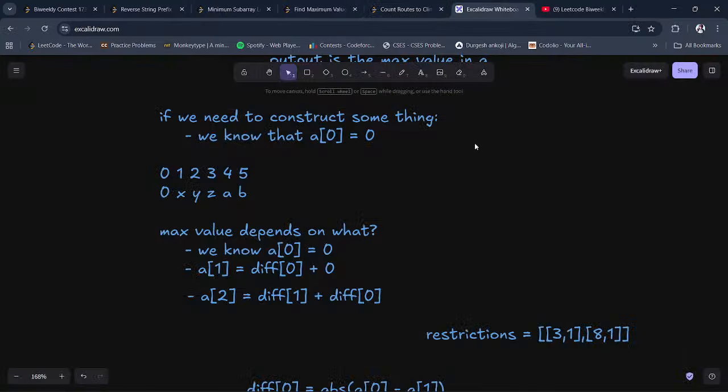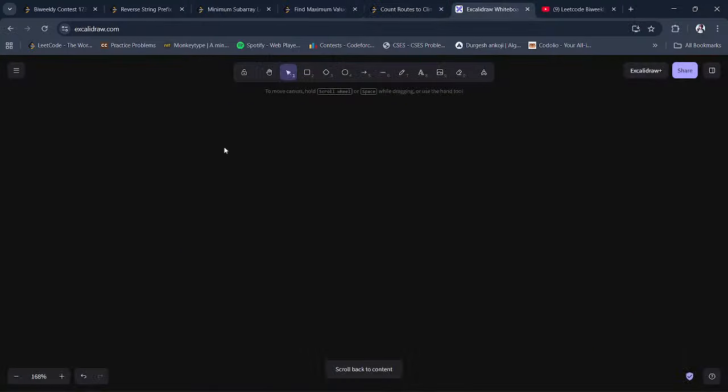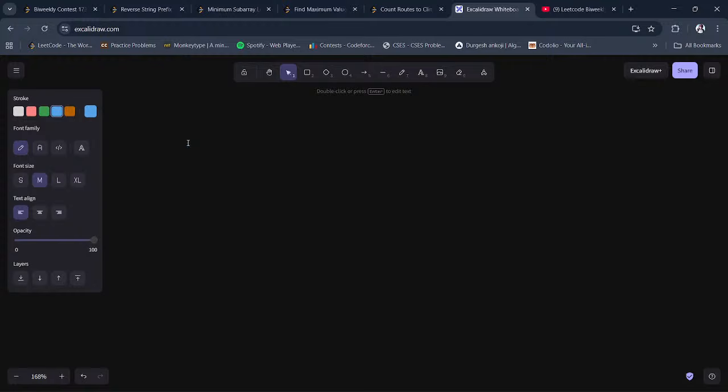Okay, so we'll try to think about what we are given. We need to observe some things. If we can observe some things, we can prove some things. If we can prove some things, we can derive the output. So what does the question say?